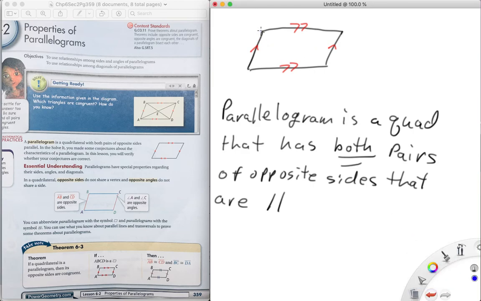So again, left and right. If this is left, then its opposite side is this one. Top and bottom. Top is that, then the opposite is the one at the bottom. These would be opposites: top, bottom, left, and right. These are opposite sides.